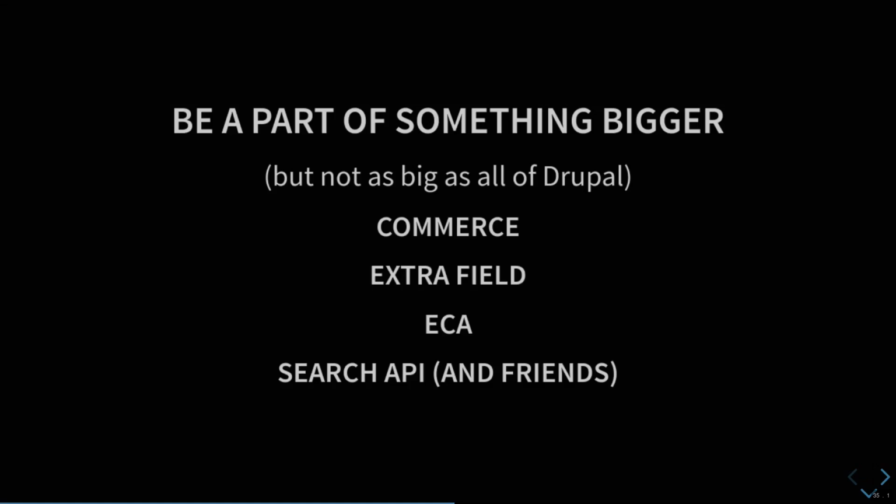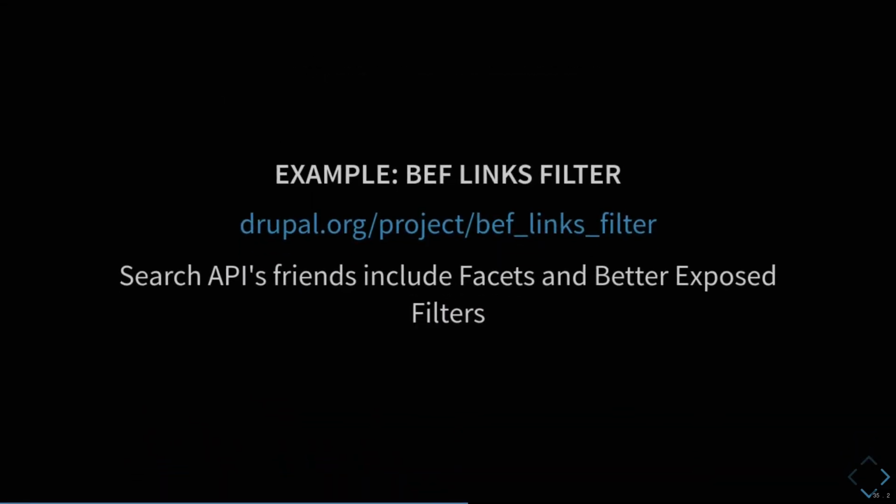And then Search API and Friends is another great ecosystem to build on. And that's what we are going to go into in these examples. So Search API's friends include facets and the better exposed filters. It's a really powerful usage of Drupal's structured data, and facets exposes that structured data to the world.